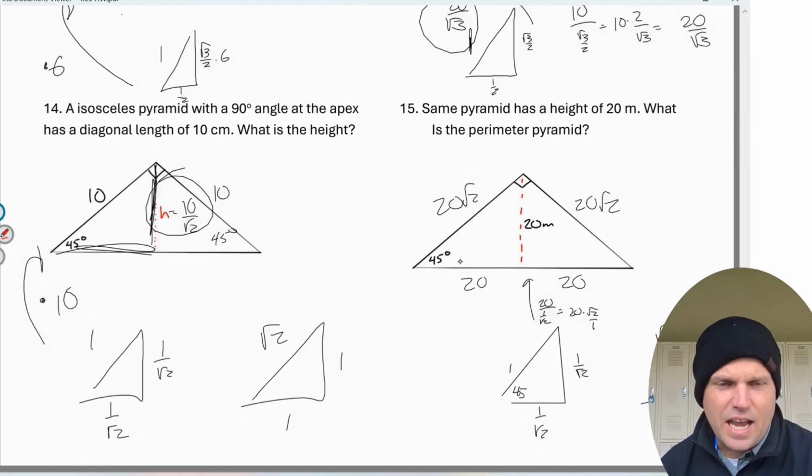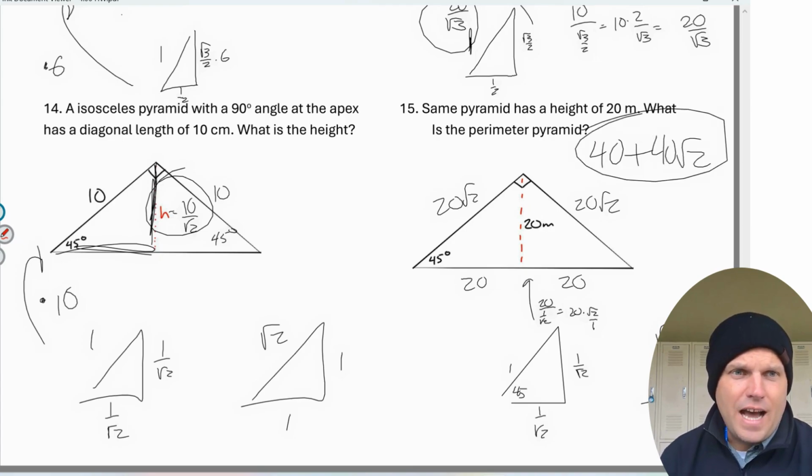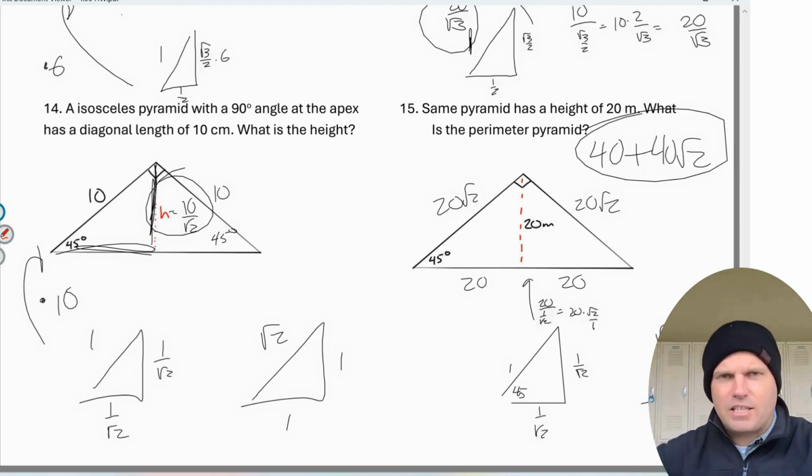If we add everything together, this is 20, this is 20, this is 40. But then we have to add two 20√2s, which is 40√2. You cannot add those together. That's just going to be 40 plus 40√2, and that's going to be our answer.